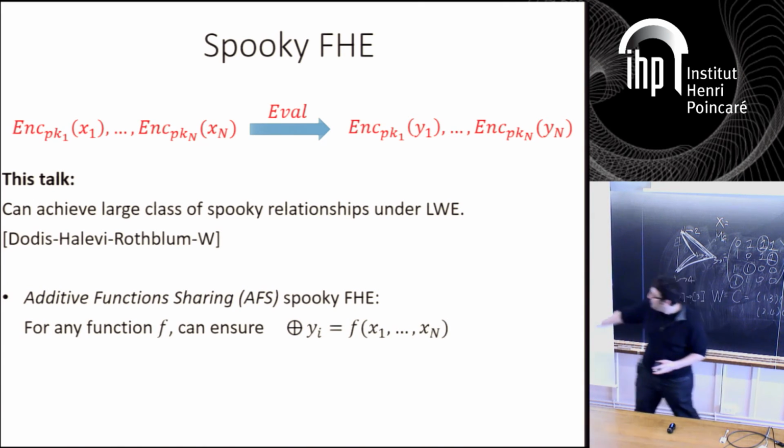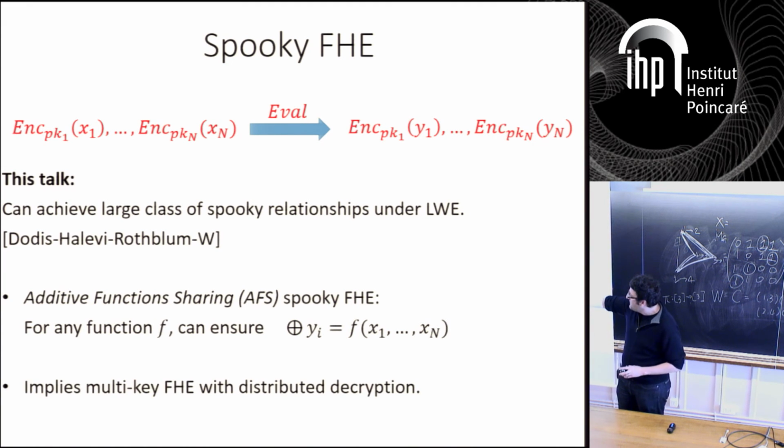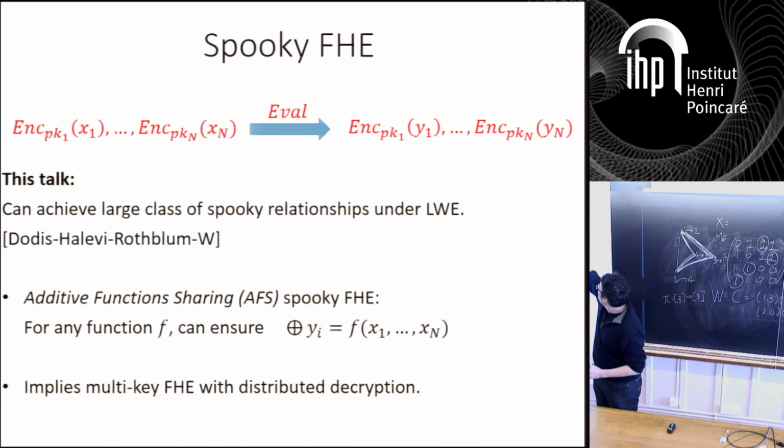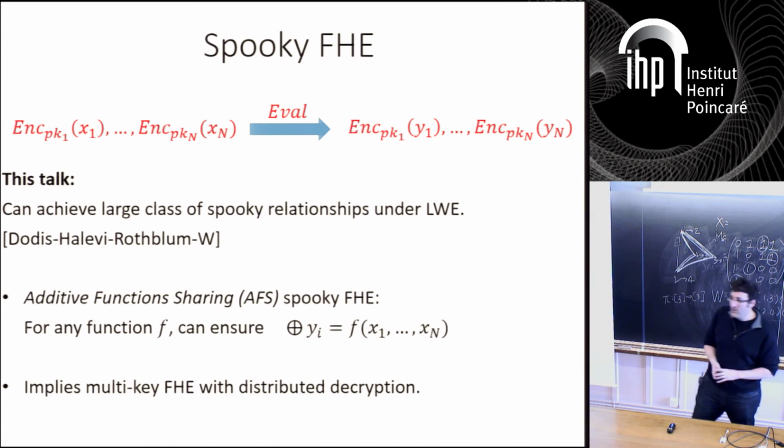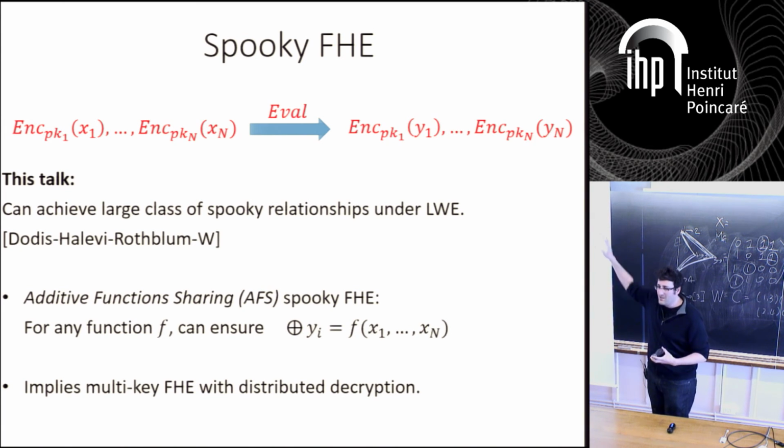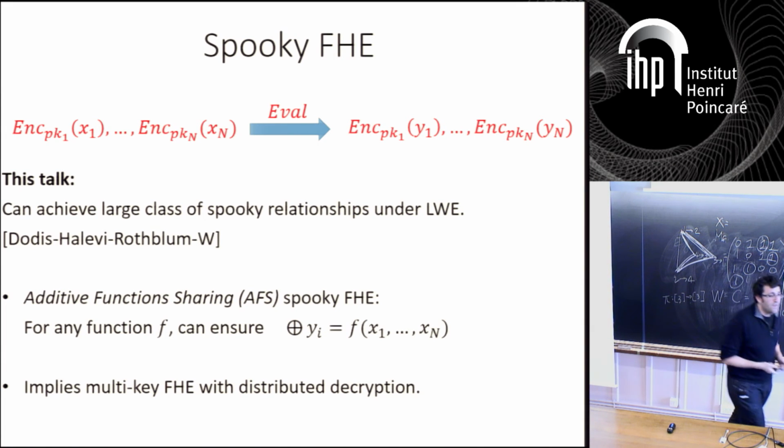One application of this is that you can think of this as a special type of multi-key fully homomorphic encryption. In multi-key FHE, the goal was to get just one ciphertext rather than n ciphertexts. But you can think of these n ciphertexts as sort of one ciphertext. The way to decrypt it with all the keys is to decrypt them all individually and then XOR the outputs. So this is a special type of multi-key FHE where the decryption with n secret keys has this specific format. Yeah? Is this class of spooky relations sufficient to break soundness of the protocol? Yes.